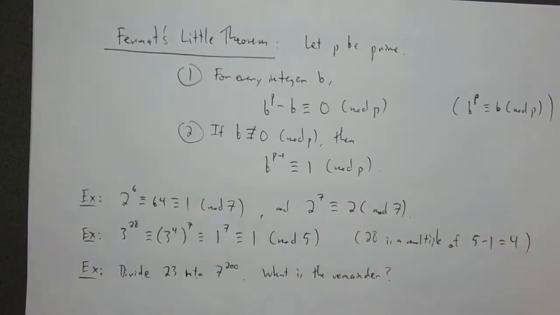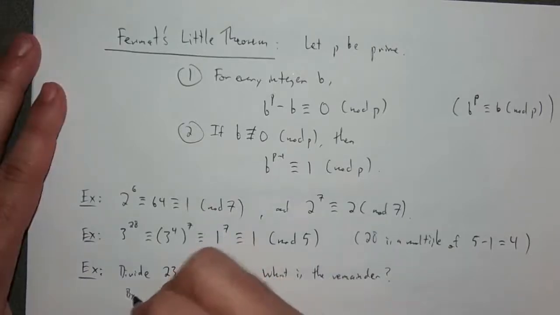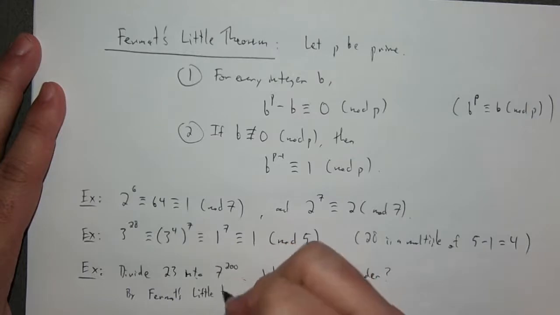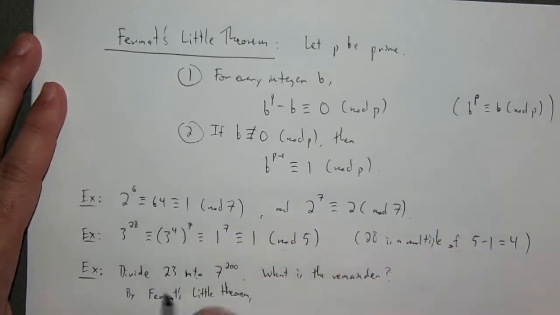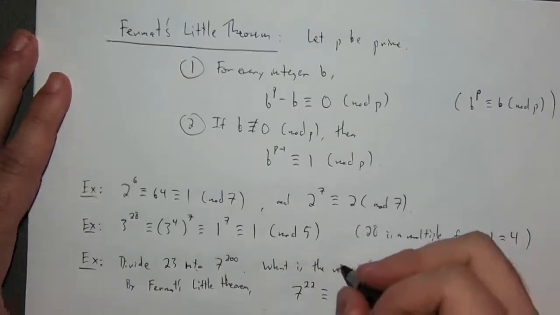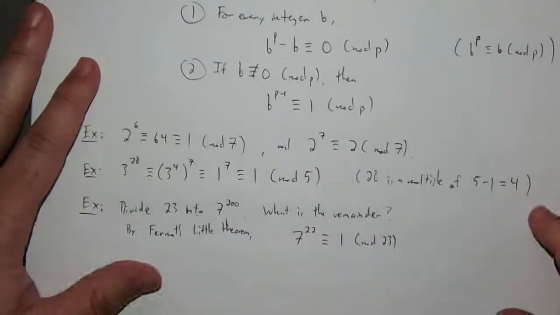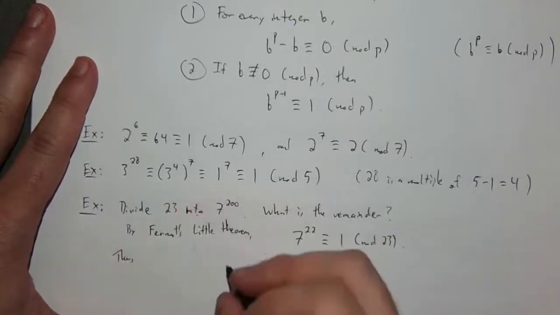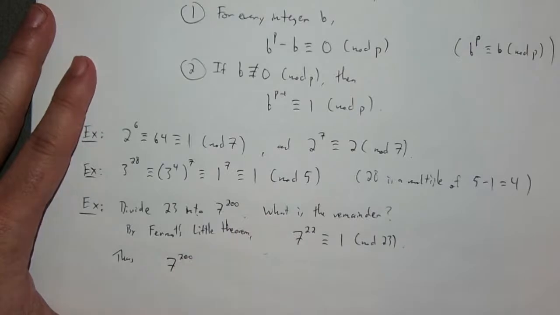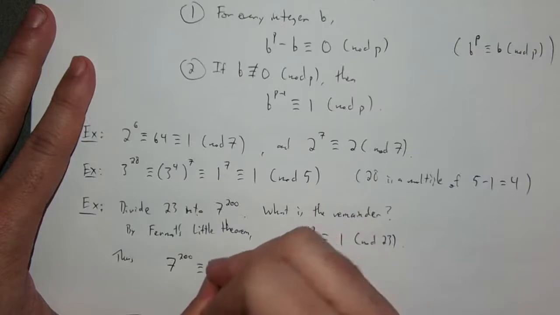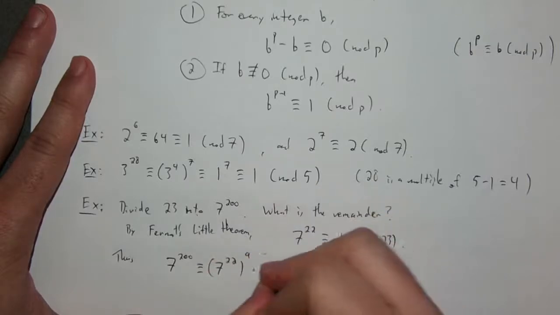Well, this is asking what is 7 to the 200 mod 23. Okay. Well, by Fermat's little theorem, 7 to the 22nd is congruent to 1 mod 23. Right. Thus, 7 to the 200 is congruent to 7 to the 22nd to the 9 times 7 squared.